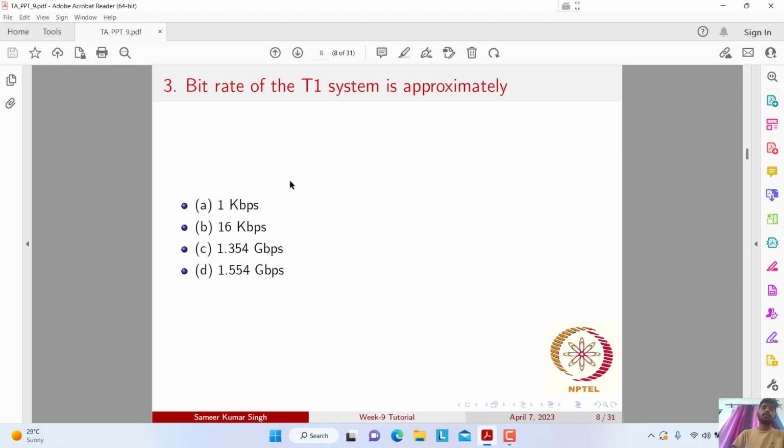Again, I'm repeating question number 3. The bit rate of the T1 system is approximately. We have four options: 1, 16, 1.354, and D is 1.554 Gbps.